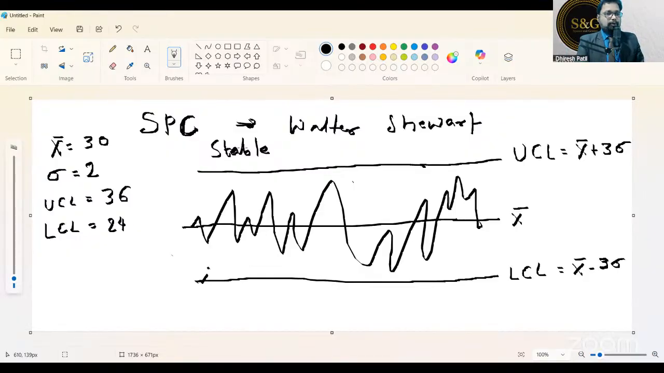Are you clear with this? Just give me yes in the chat box. Everybody clear? This is called stability. So control charts are basically talking about stability. Not clear?